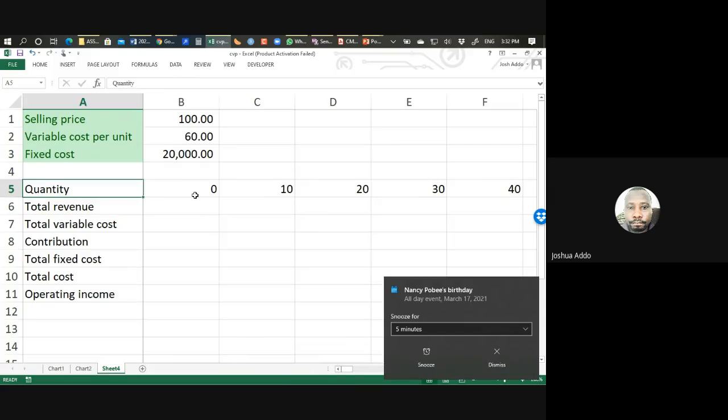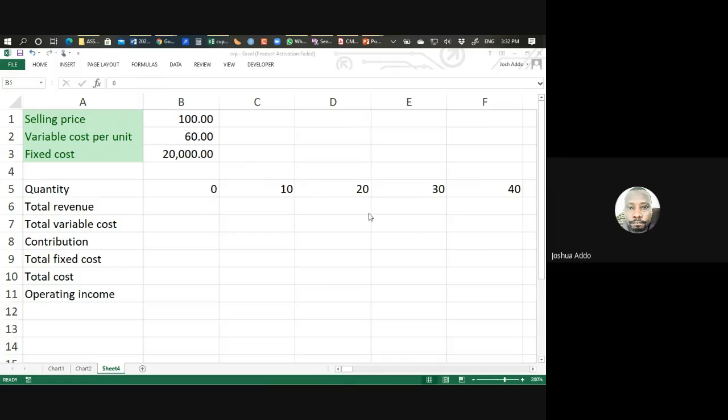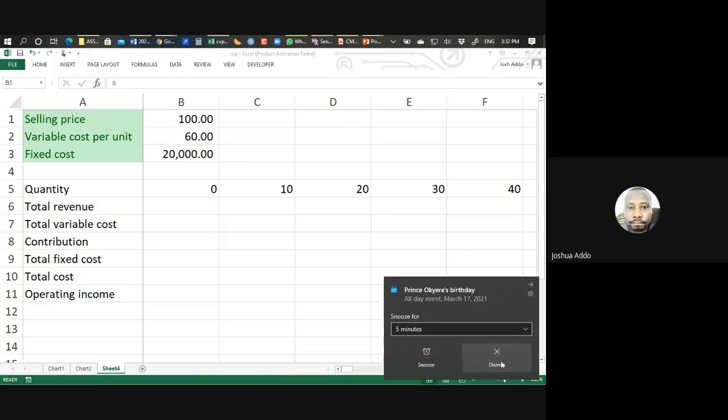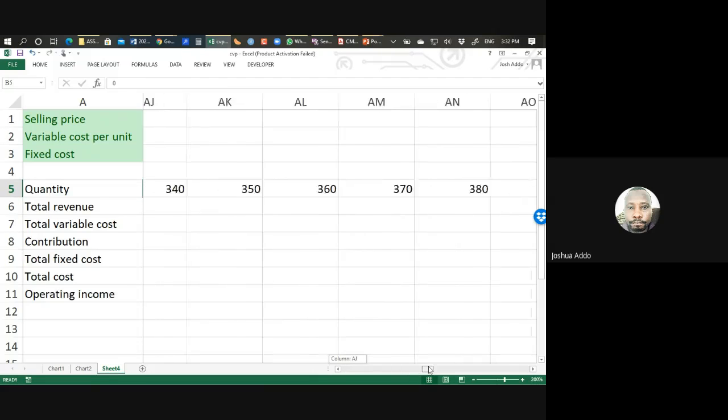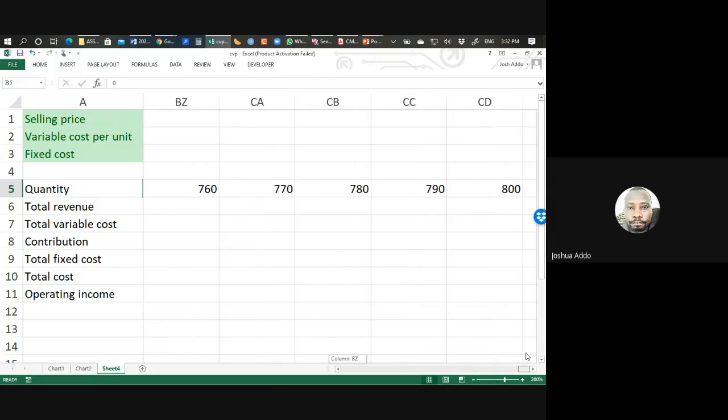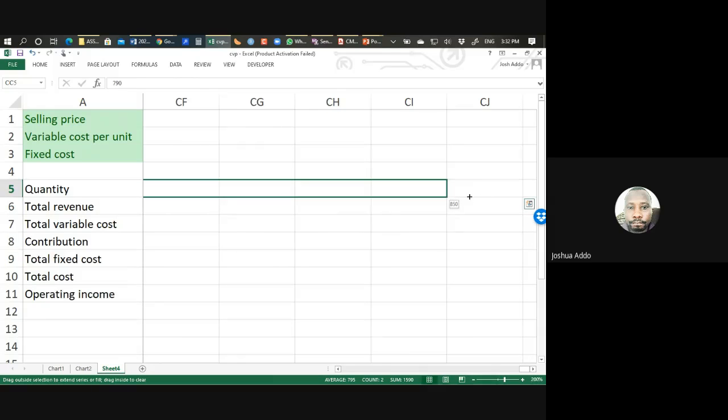So we are trying to bring in some candidate quantities, a range of quantities, 0 up to 1,000 in steps of 10. Okay, so the common difference is 10. So we can even extend it to 1,000. Yes. Let's say we are a medium level company.